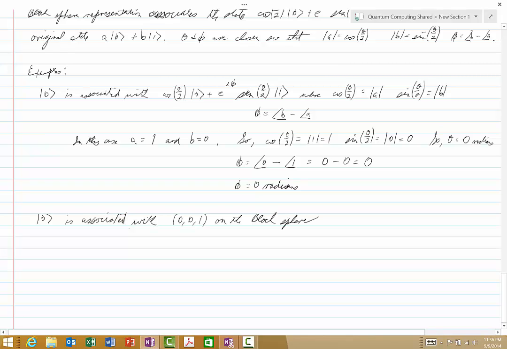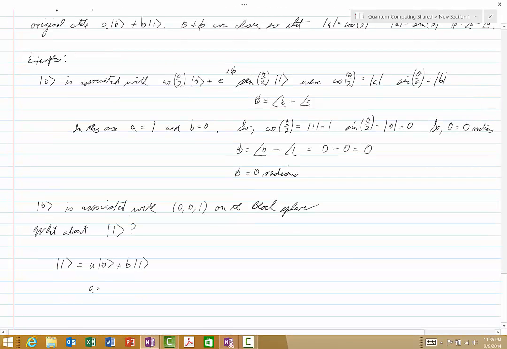Now, let's ask, what about, this is the last example I want to do, what about 1? The 1 ket. Please stop the video and try to do this yourselves first, and then we'll look at it together. Okay, well, the 1 ket is, again, we want to write our original state as A times 0 plus B times 1. And so it's clear in this case A is 0 and B is 1.